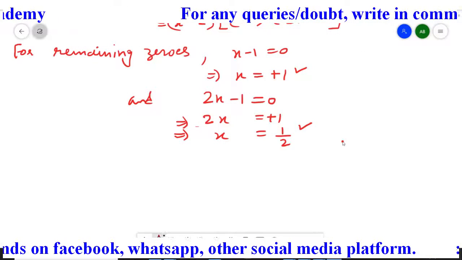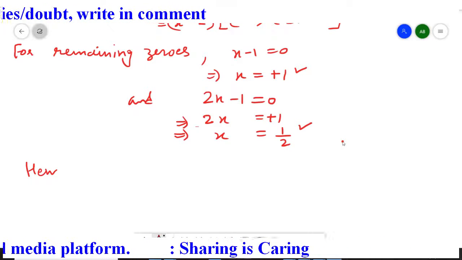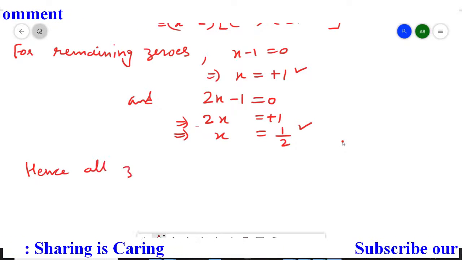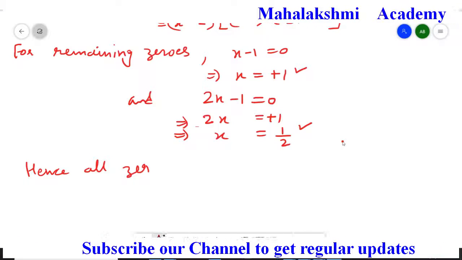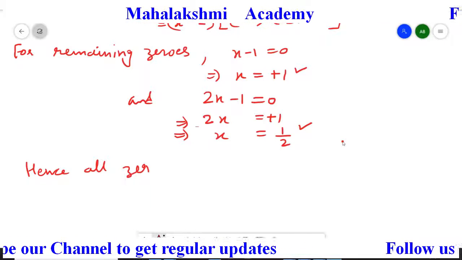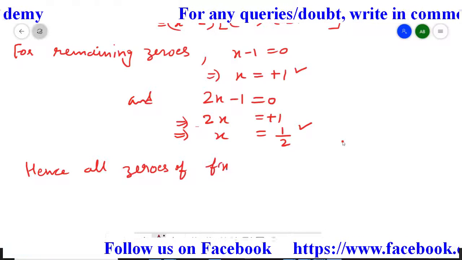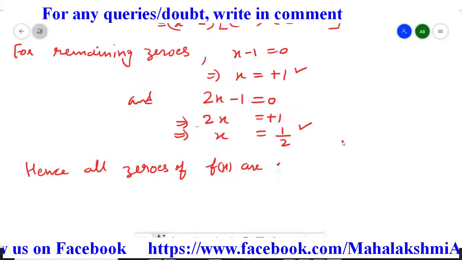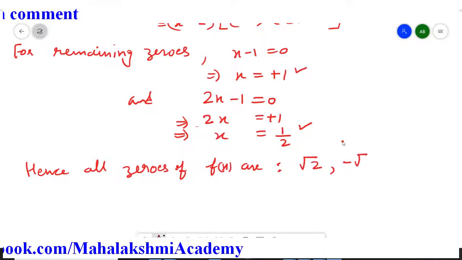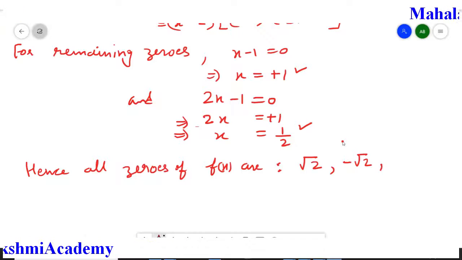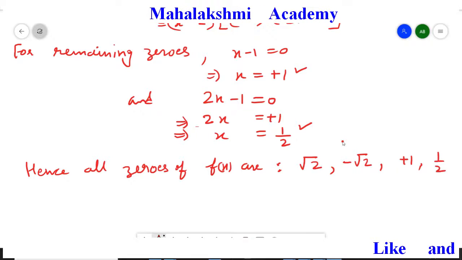So finally we will write the answer. Hence all zeros of f(x) are, so two zeros are already available to you, that is root 2 and minus root 2 is given to you, and now obtained zeros are plus 1 and 1 upon 2. So that's the end of the question.